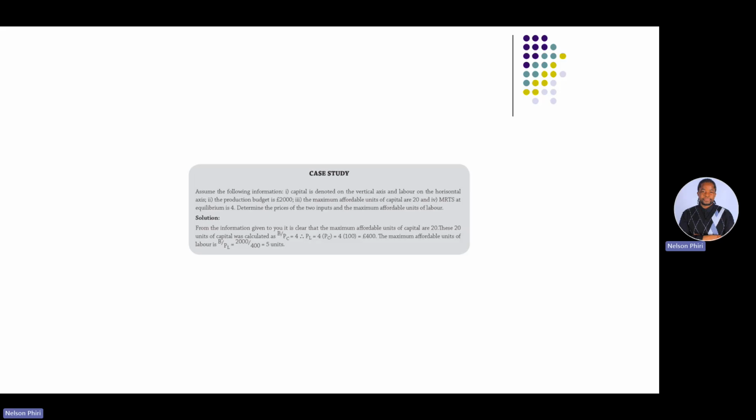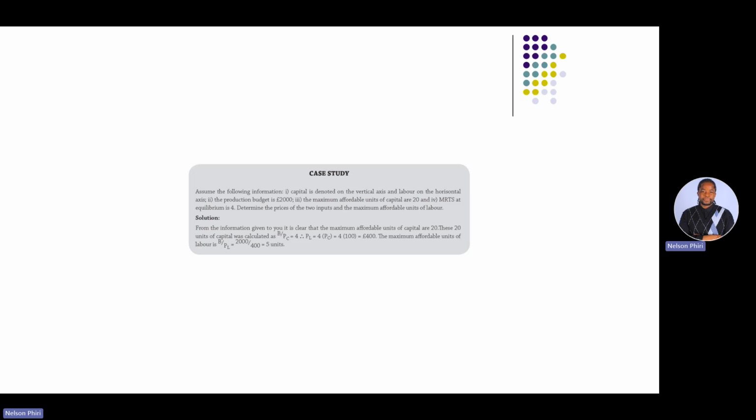So for starters, if you solve that equation, you discover that the price of capital is 100. That's your price of capital. And we know as well that your MRTS is 4. So if the MRTS is 4 and your price of capital is 100, this means that your price for labor is 400 based on the MRTS, because we're told that the MRTS is equal to 4. So your price for labor becomes 400.